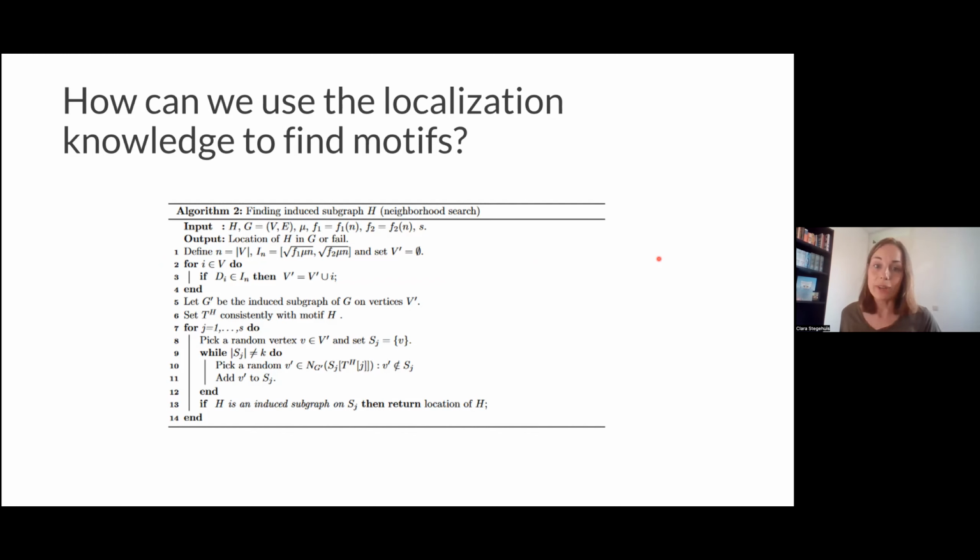Now, the final question that I will go into today is: how can we actually use this knowledge to find subgraphs? Because if we know where in a network we should be able to find these subgraphs, then can we actually use this to find them faster?